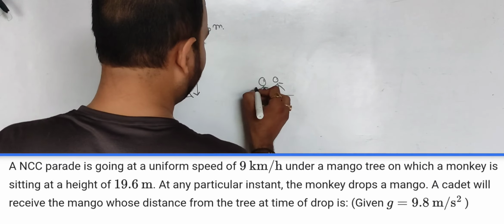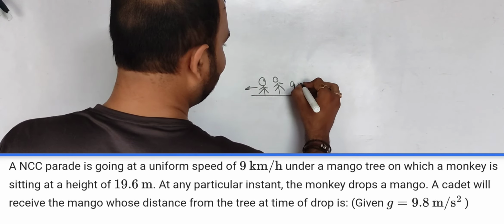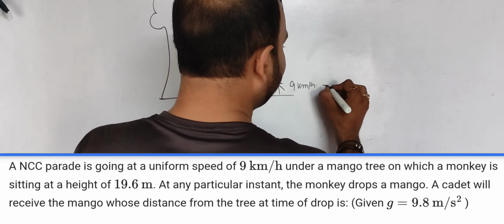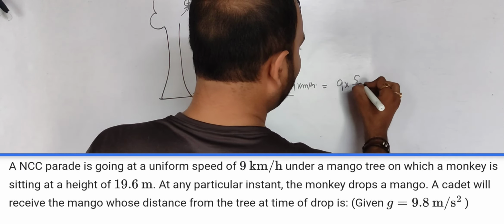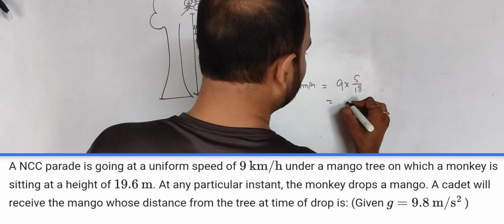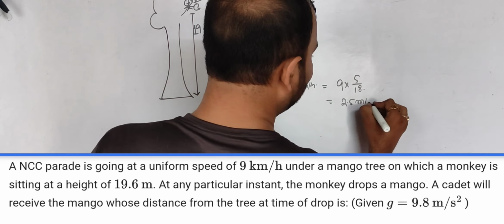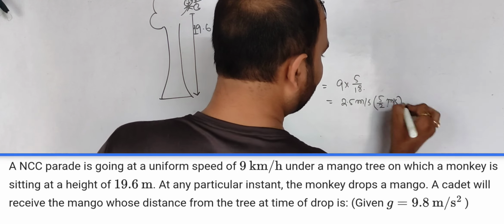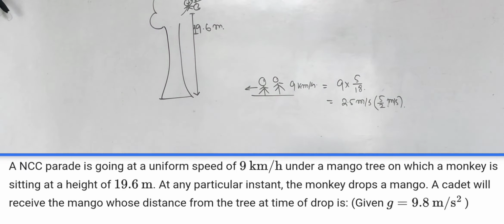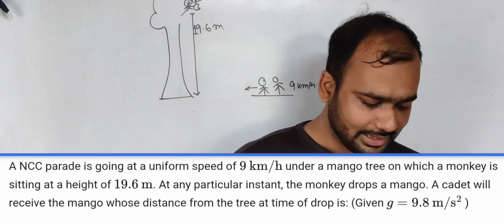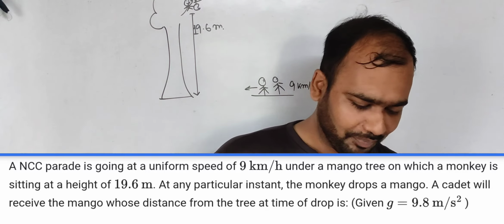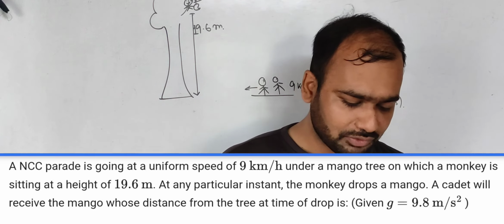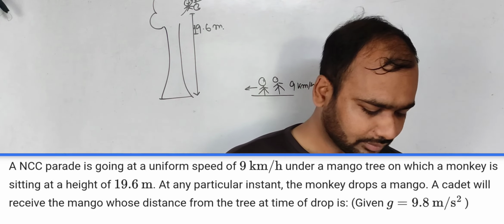The parade is going on at 9 km per hour. Okay, we'll convert this into meter per second. 9 into 5 by 18, that is 2.5 meter per second. We can also use 5 by 2 meter per second. At any particular instance, the monkey drops a mango. A cadre will receive the mango, whose distance will be from the tree.